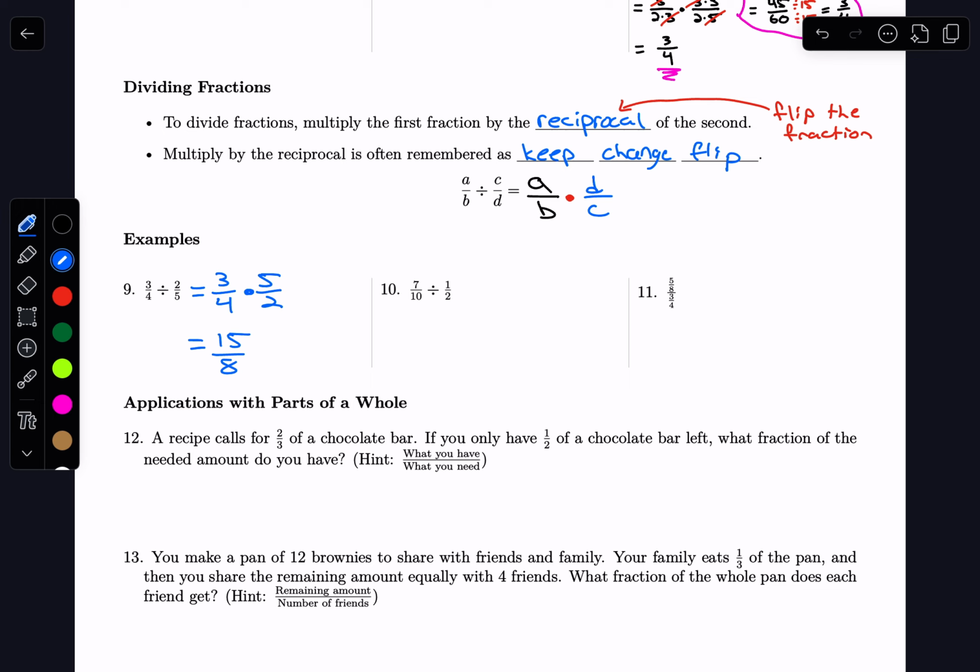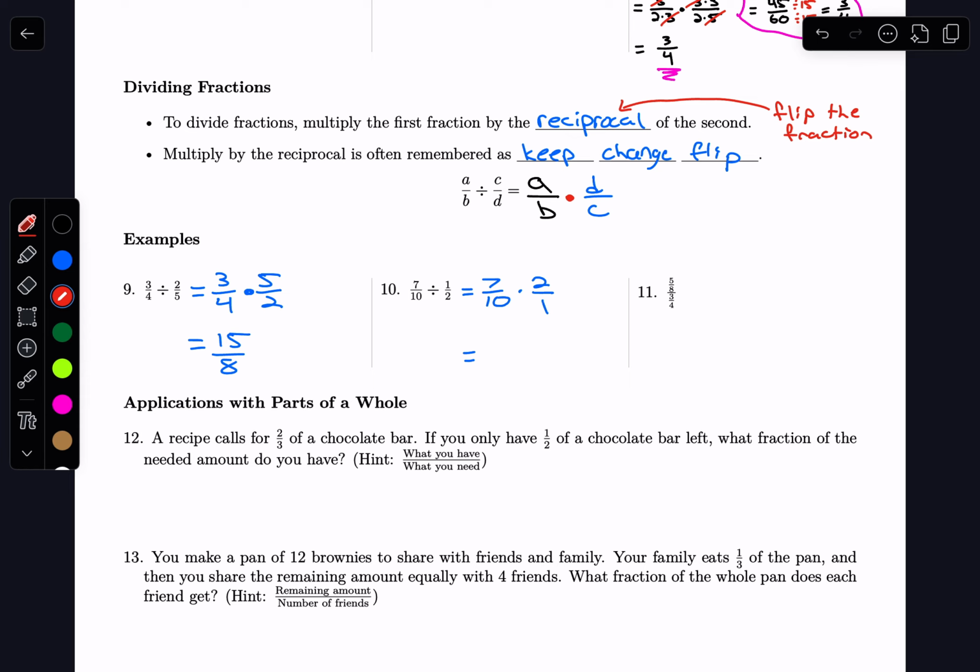Number 10, we have 7 over 10 divided by 1/2. So we're going to multiply 7 over 10 by the reciprocal of 1/2, which is 2 over 1. When we multiply across the top and bottom, we're going to get 14 over 10, but we can make it a little bit easier on ourselves by, instead of multiplying right away, we can go ahead and cancel out factors that these numbers have in common.